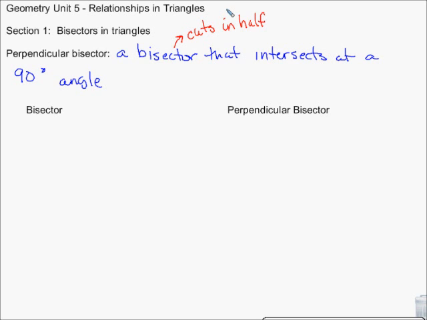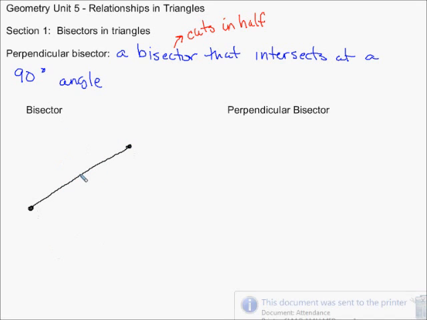So it's perpendicular. If I have just a regular old bisector, and I have this line segment here that I want to bisect, we'll say this is about a halfway point. I can come in at any angle and I can bisect it. It's just a regular old bisector, it's not special.